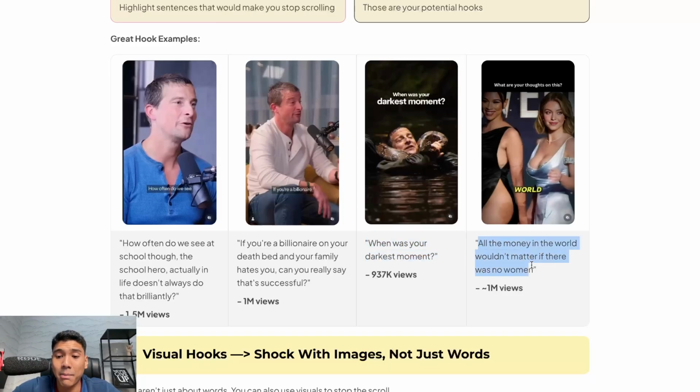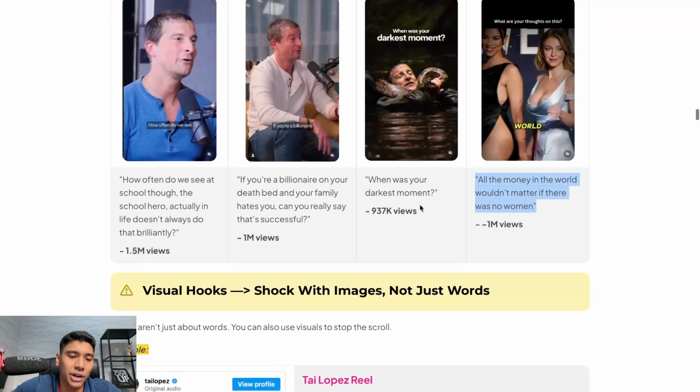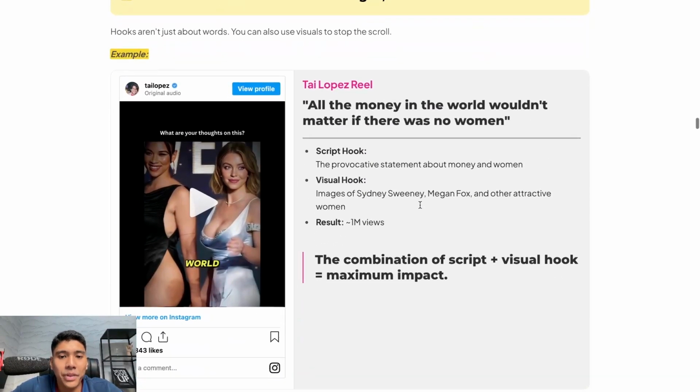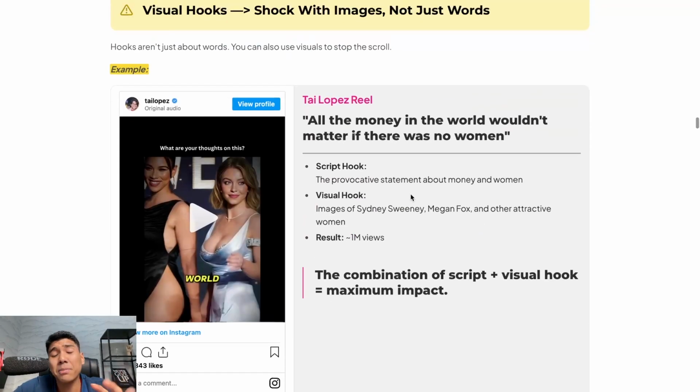And this is an example of a visual hook, actually. The difference between a normal hook and a visual hook is that it also has an image that makes people stop scrolling. So the most powerful hook is an image that stops the scroll and words that stop the scroll. An example is this one for Tai Lopez: "All the money in the world wouldn't matter if there was no women." So it would be this, and then also a picture of Sydney Sweeney, because what stops the scroll more than Sydney Sweeney, I guess. So yeah, this is the example here. So moving back, that's the hook. Spend 80% of your time there.